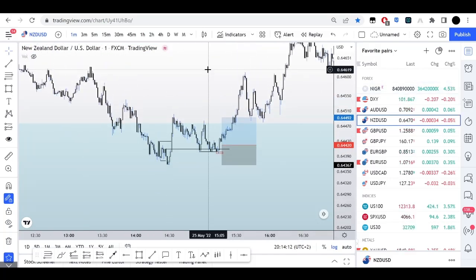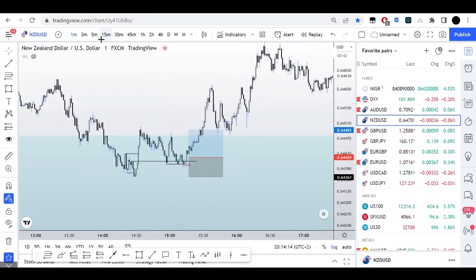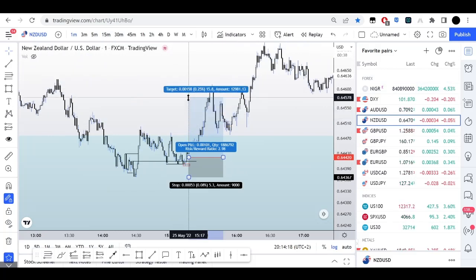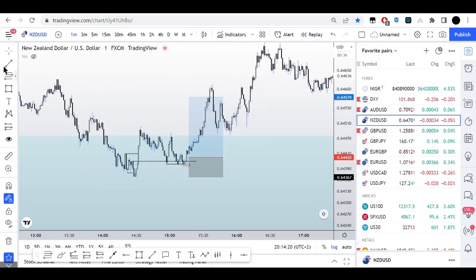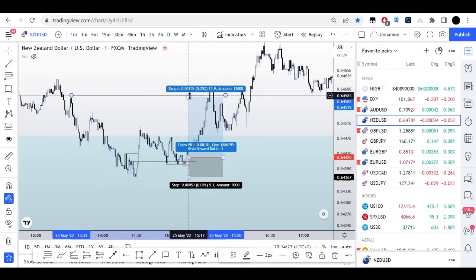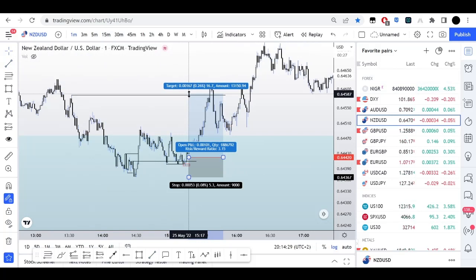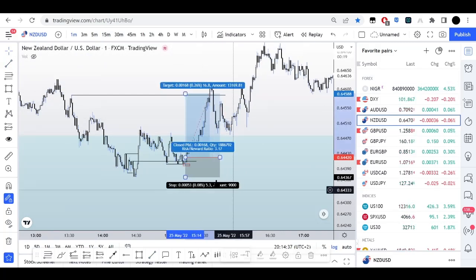I'm not looking to get the ultra 1 pip stop loss refinement, you know what I mean? And then my target was a 1 to 3 risk reward, and it was above this high right here. So boom, that was my target, 1 to 3.18. There we go. That was my target there. TP right there, and that's the trade.